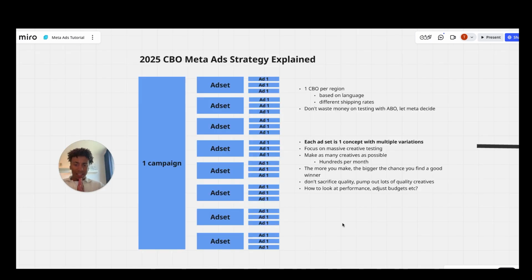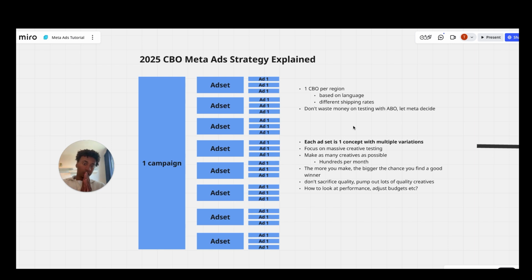So the Meta ad strategy that we use is very simple. What it basically is, we're using a CBO campaign. CBO stands for campaign budget optimization. That means that the budget is optimized on the campaign level and not on the ad set level. And we structured it as follows. We basically have one campaign per region. So one CBO per region, and you base this campaign on the language.